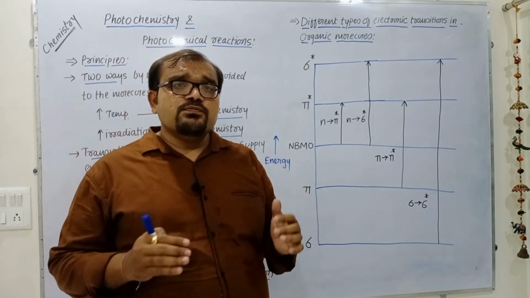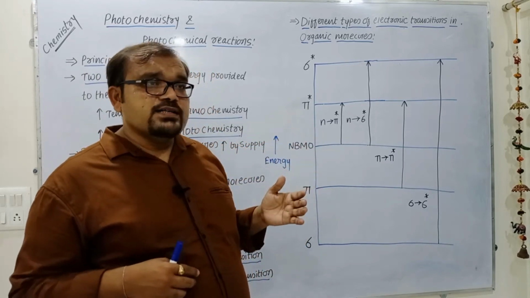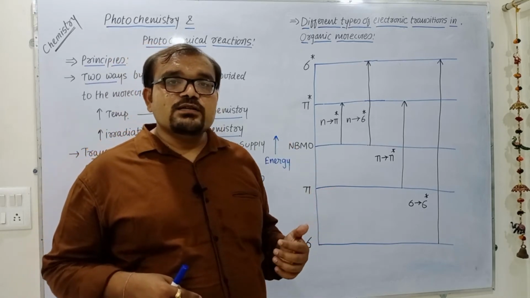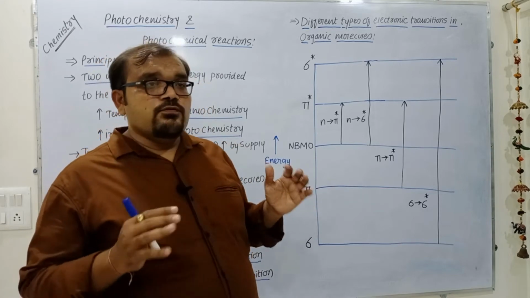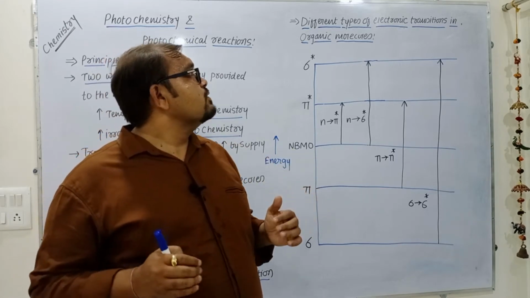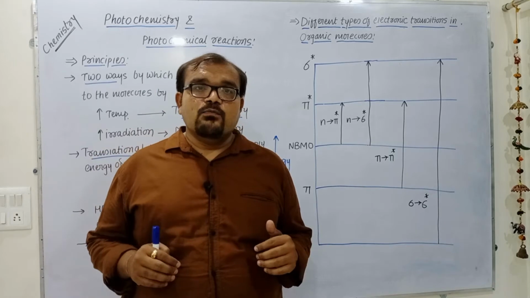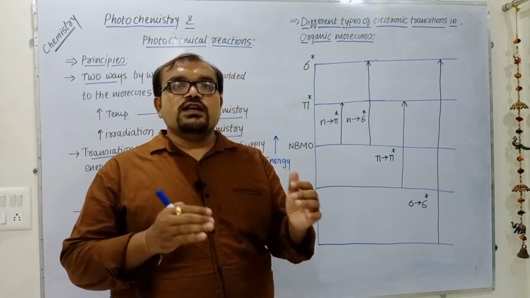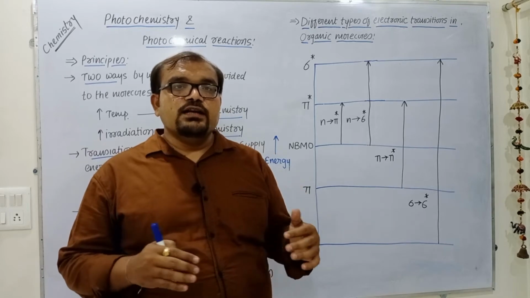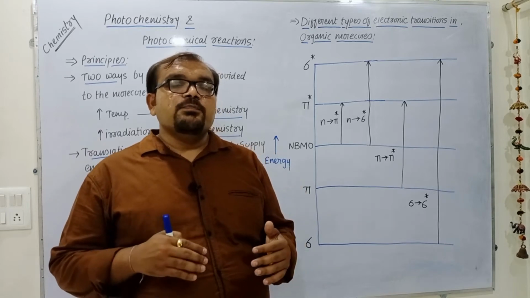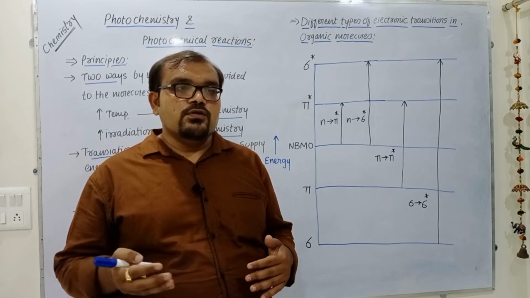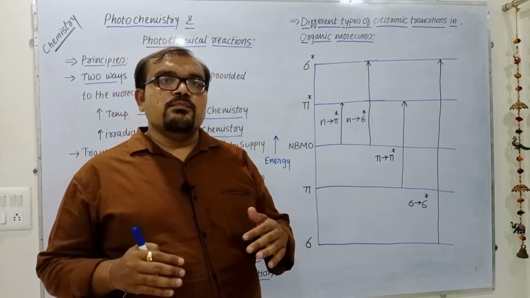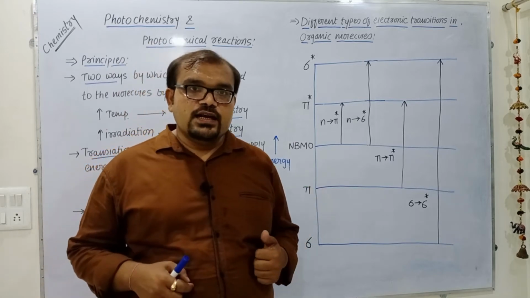So these four, that is n to pi star, n to sigma star, pi to pi star, and sigma to sigma star, are all possible electronic transitions in an organic molecule, right? These are the basic principles or transitions carried out in an organic molecule when we apply energy in the form of photons, either by raising the temperature or by applying photo irradiation.